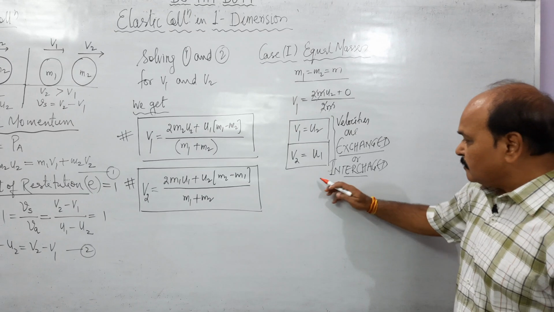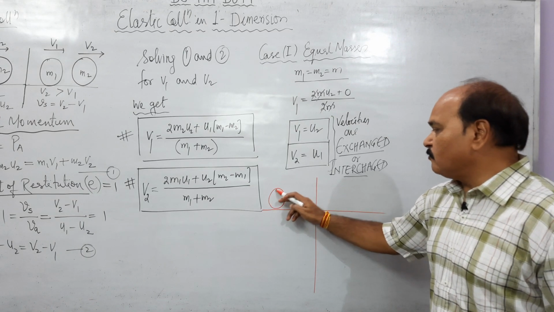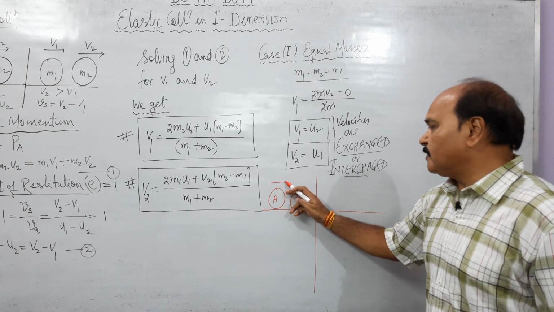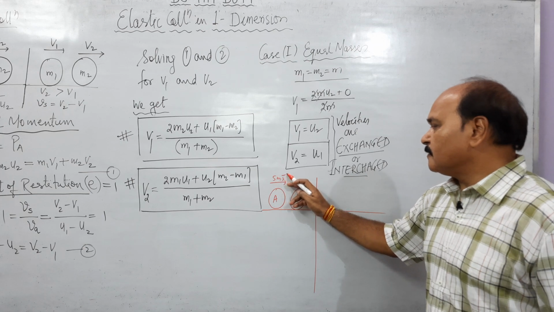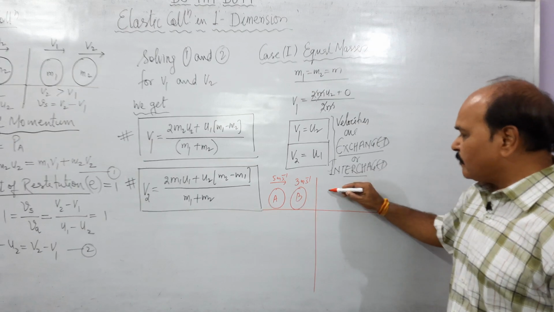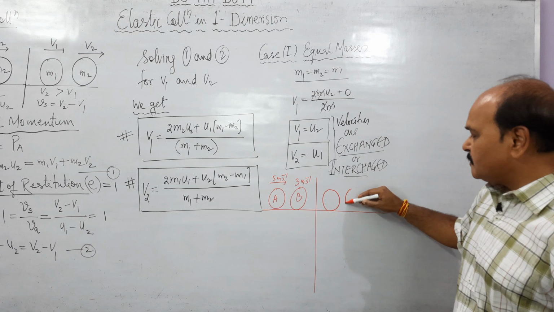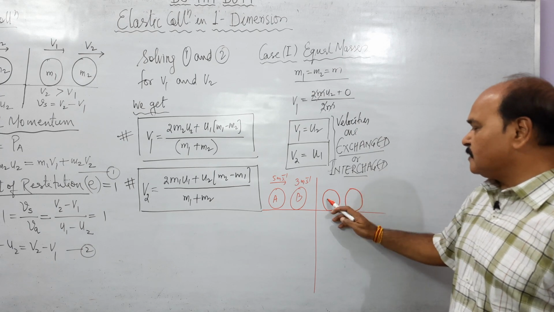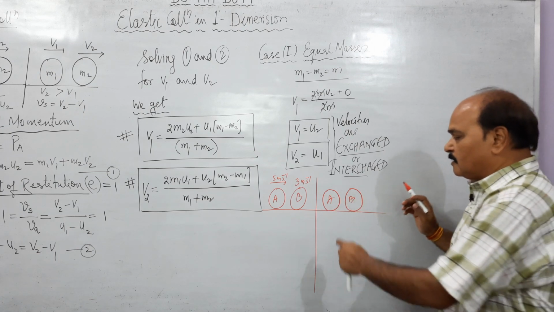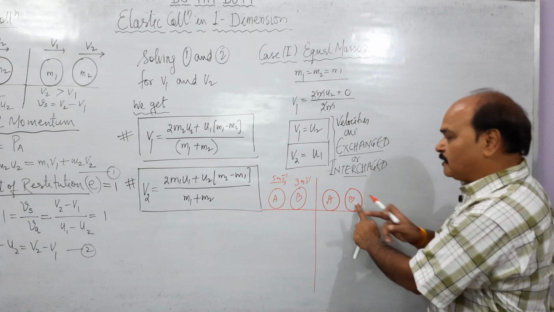Yeah, these are two masses A and B, equal masses. Remember, these are equal masses A and B. If this one is moving with the velocity of 5 meter per second, this one is moving with the velocity of 3 meter per second, then what is going to happen after collision? They are going to exchange their velocities. The masses m1 and m2 are going to exchange their velocities. That simply means A is going to acquire the velocity of B and B is going to acquire the velocity of A.